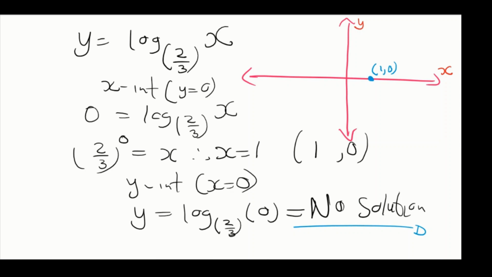So it's going to look something like this. It's going to approach the y-intercept, but it won't touch it, and here it's going to move away from the y-intercept. So this would be our inverse of the function.